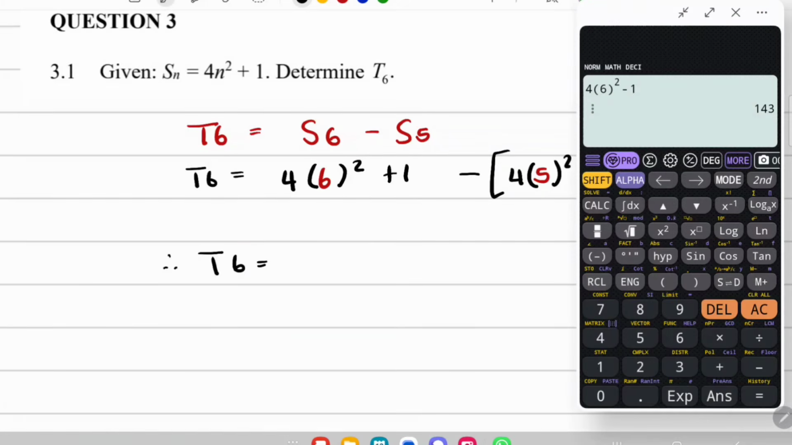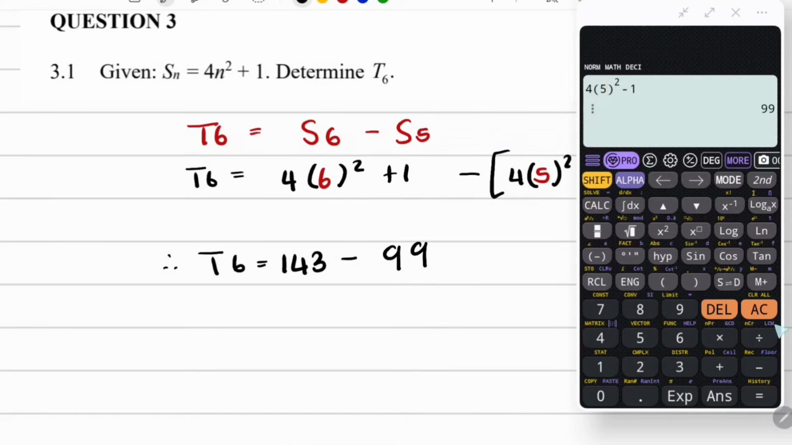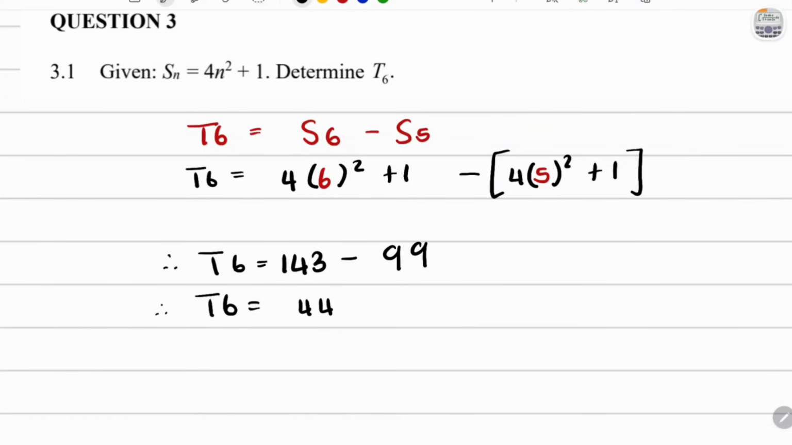And that's your answer. Just to ensure that we get marks if they separately want to see what exactly the sum of 6 terms is and the sum of 5 terms, I'm going to do it like that. The sum of 6 terms is 143 minus, if you change that to a 5, the sum of 5 terms is 99. So 143 minus 99 gets you to your answer, which is 44. And that is our answer for that question. Okay, moving on to the next question.